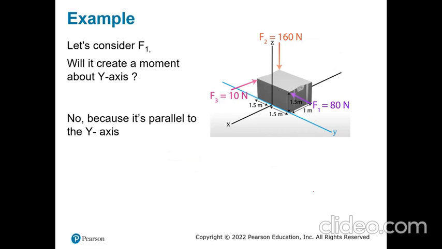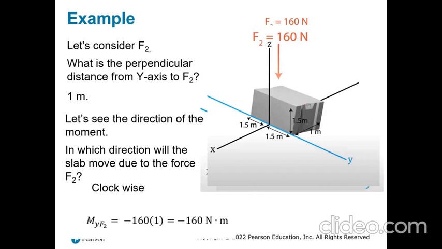Correct if you think no. If you think no, then you are correct. So there is no moment about my y-axis for F1 because it's going to be parallel to my y-axis. So if we know that the forces are acting parallel, there is no moment. So let's consider my F2.